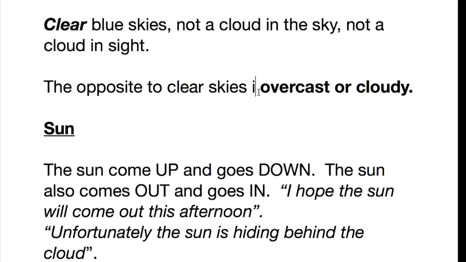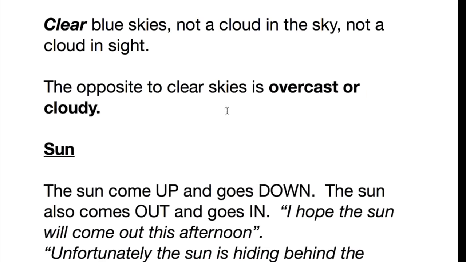The opposite to clear skies is overcast. Overcast or cloudy. So today, this morning, we had clear skies. There was not a cloud in the sky. However, now it is overcast. It's just a complete covering. So overcast generally means when the clouds completely cover the sky. If there are patches, you can see bits of blue and bits of cloud, then you could say it's cloudy. It's a bit cloudy. It's partially cloudy. It's very cloudy. Or it's overcast. It's a full covering. Okay?